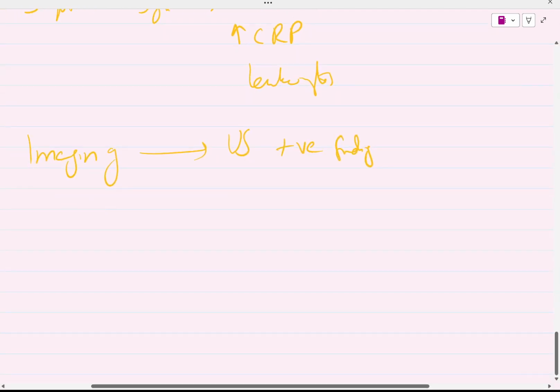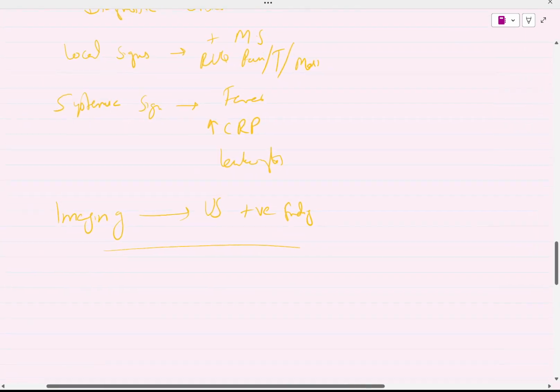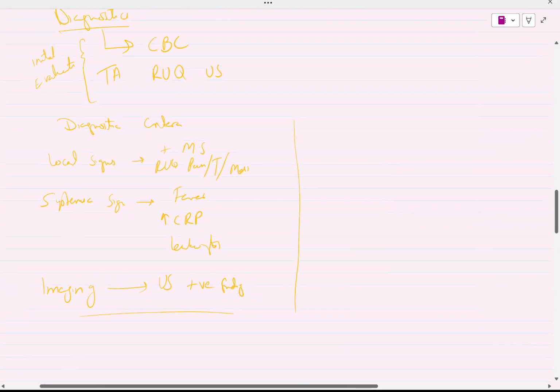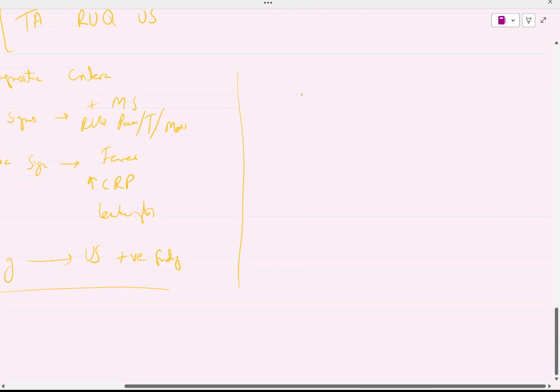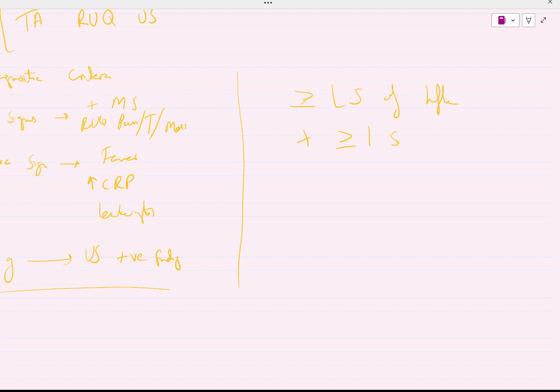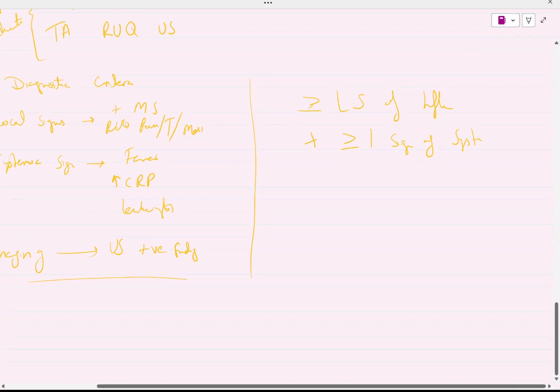So how will we interpret this diagnostic criteria? Interpretation is, if a patient comes to you with one or more local signs of inflammation plus one or more signs of systemic inflammation, it is a suspected diagnosis. You suspect acute cholecystitis.